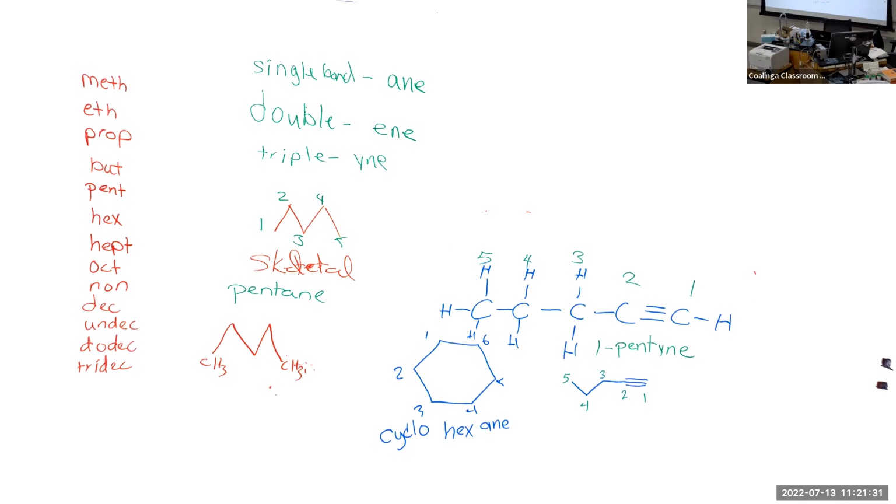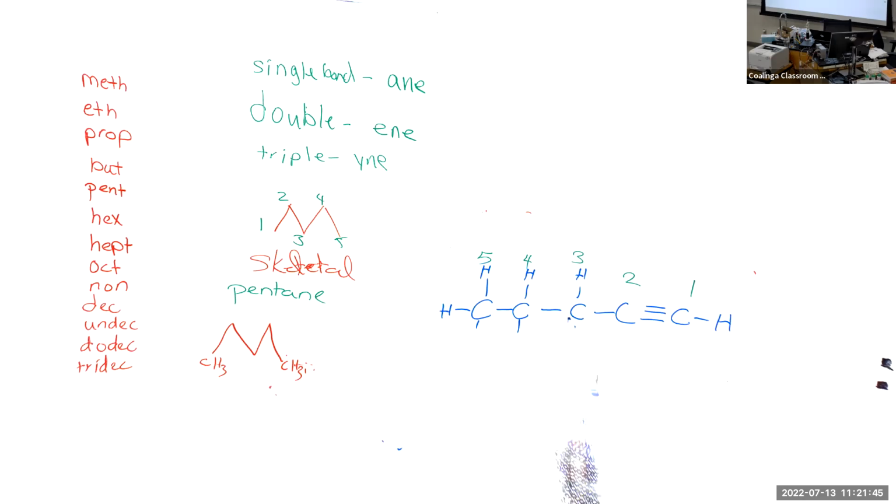Okay, good. So, what happens if there are two triple bonds? How does that change the name? So, let's put two triple bonds here. Okay, so again, we're going to try to decide where to count. We have to make a decision. Which side are we going to start counting from? You go with the one that gives you the lowest numbers.